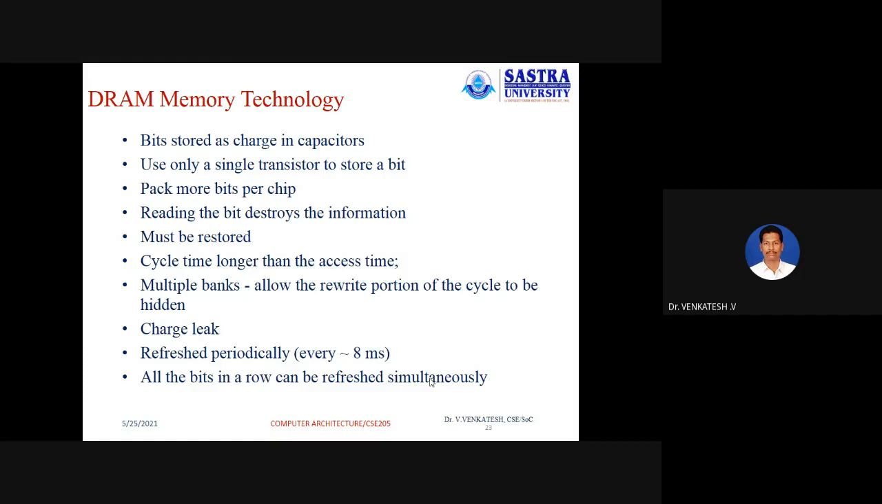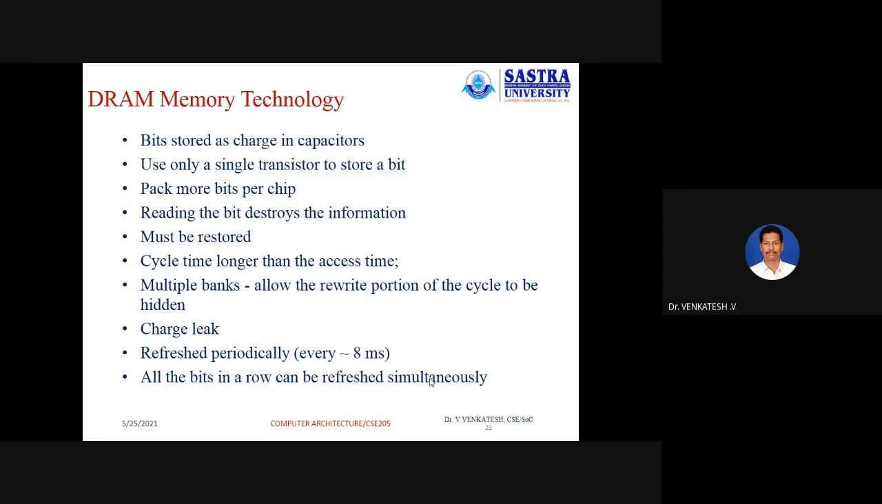So that is why we are going to use multiple banks, to allow the rewrite portion of the cycle to be hidden. Immediately once the data is retrieved, the data will be stored again. We temporarily store it, the backup will be there, and automatically it will be stored. If it is not available, I have to retrieve that information from some other source. That is why the cycle time is going to be longer than the access time.